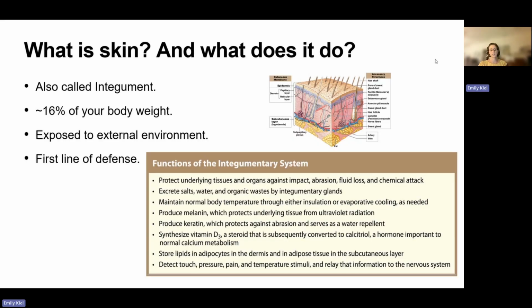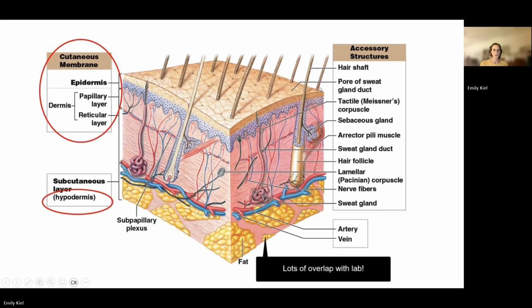layer, and it detects touch, pressure, pain, and temperature, and relays that information to the nervous system. So it's more than just protects the body. So you'll see that this does overlap quite a bit with lab.